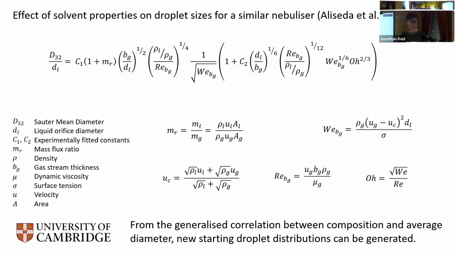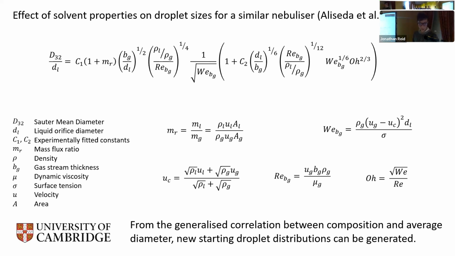Once we have one droplet distribution, there are certain correlations that you can use to map that onto other different solutes and solvents. So for example, we've done it with water, but you might get a different droplet distribution if you use something with a different viscosity and surface tension. It might change the diameters that you might expect. This correlation makes that jump.